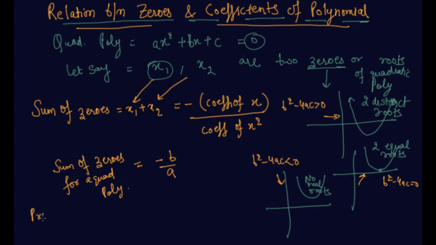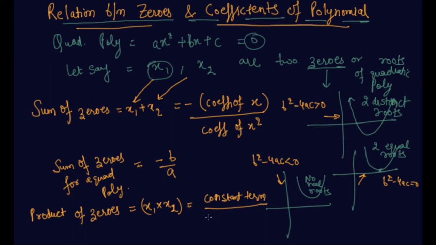Similarly, you can write the product of zeros. If the two zeros are x1 and x2, the product of x1 and x2 will be the constant term upon the coefficient of x square, which is c by a. So these are two important relations which we define.